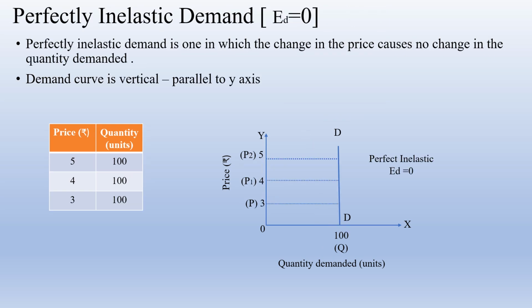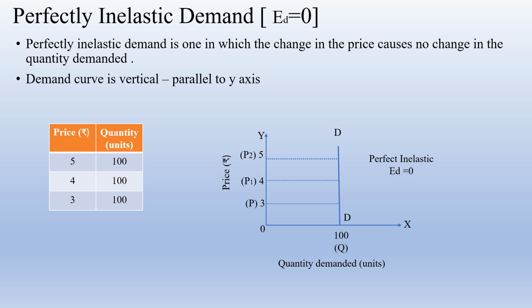Then the next one is perfectly inelastic demand. Perfectly inelastic demand is one in which the change in price goes to no change in the quantity demanded. That means there is no change in the case of demand. If the price of the product increases or decreases, that never affects the quantity demanded. In this case, the curve is vertical, parallel to y-axis.